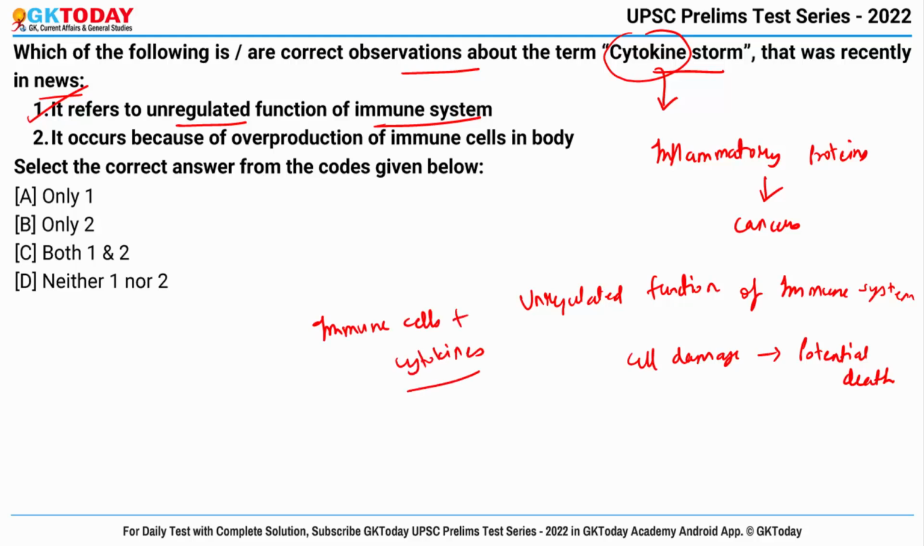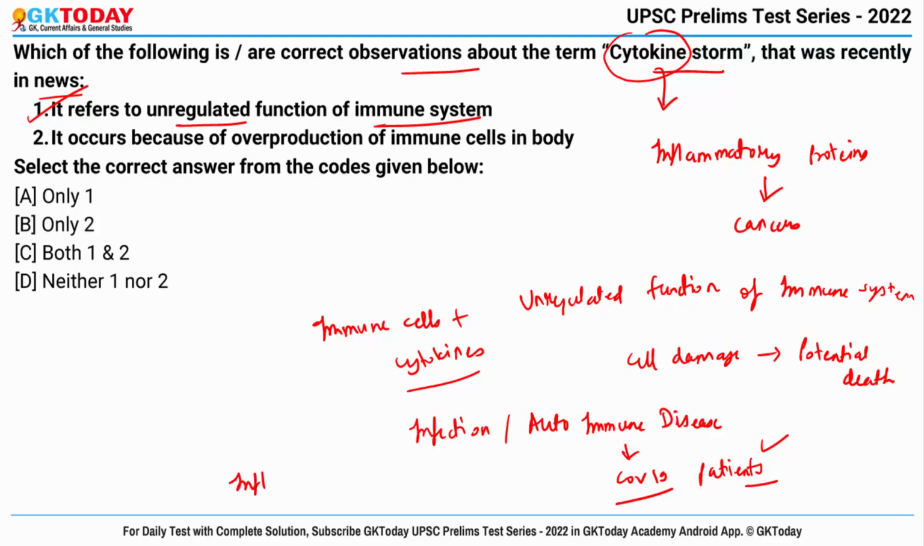And these cytokines are signaling proteins produced by the cells into the bloodstream. Such a cytokine storm occurs because of an infection, autoimmune disease, or other infectious and non-infectious diseases. It is one of the complications observed in COVID-19 patients. And the symptoms of cytokine storm include inflammation, high fever, severe fatigue, nausea, etc. So the second statement says it occurs because of overproduction of immune cells in the body. Yes, this is also correct, and the right answer becomes both 1 and 2.